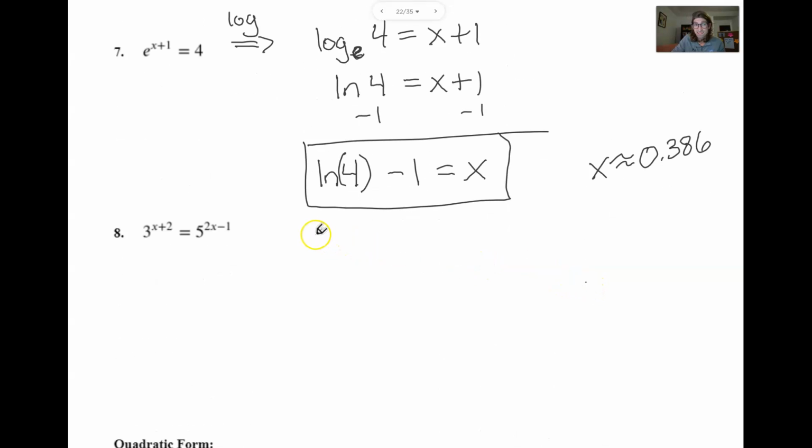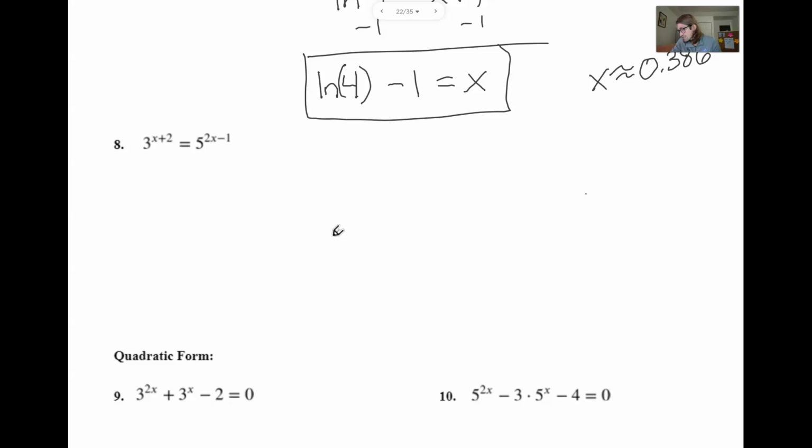And then we get to something like number 8, and something like number 8 is a killer, okay? We have exponents on both sides. This is a tough problem. It's really hard to think about rewriting it into a log, so I'm going to do this in a slightly different way, which technically is the same thing, but it does not look like the same thing at all.